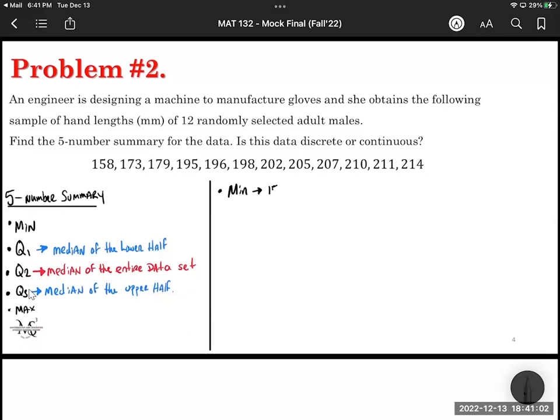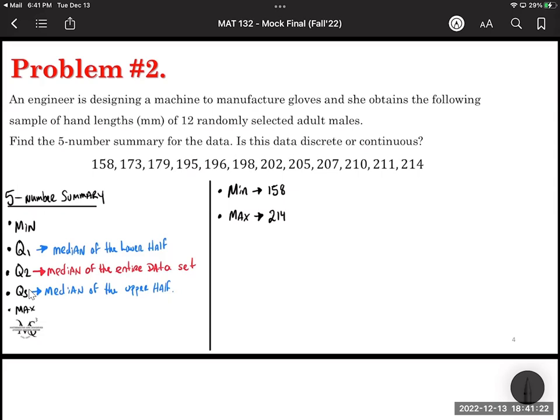158. And your maximum value is going to be what? 214. That's right. You have 158 and you have 214. So the only things that are missing now are Q1, Q2, and Q3.